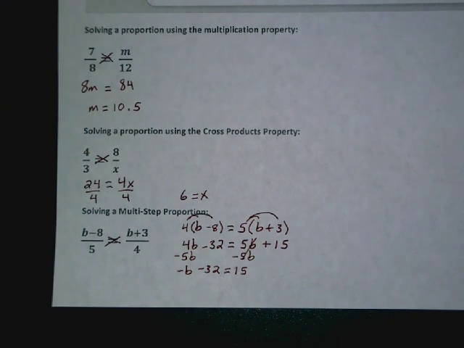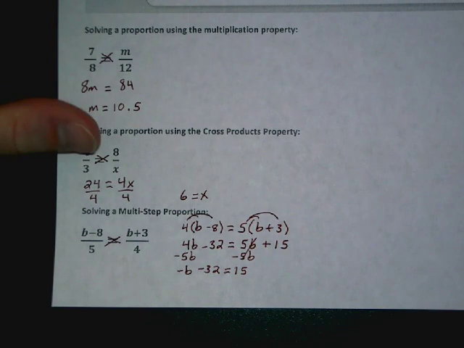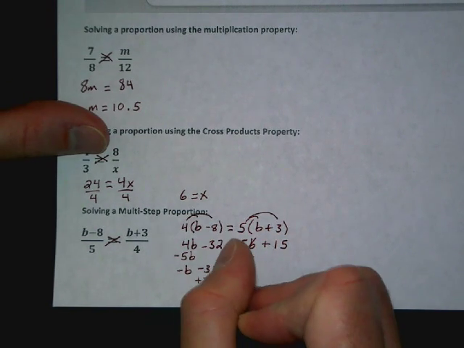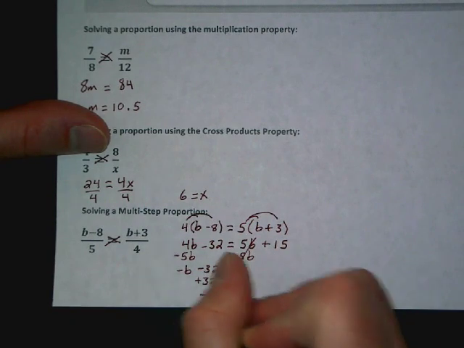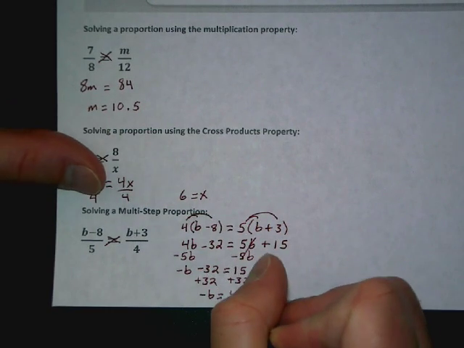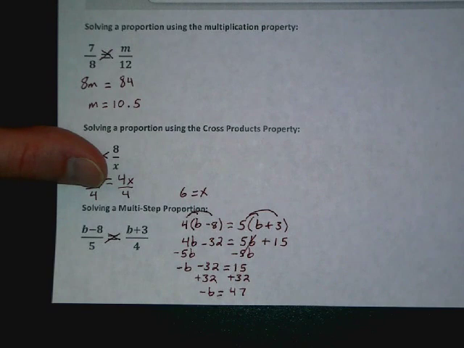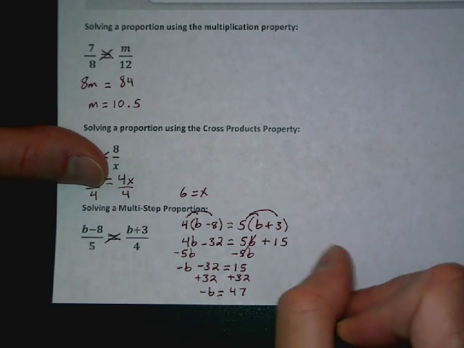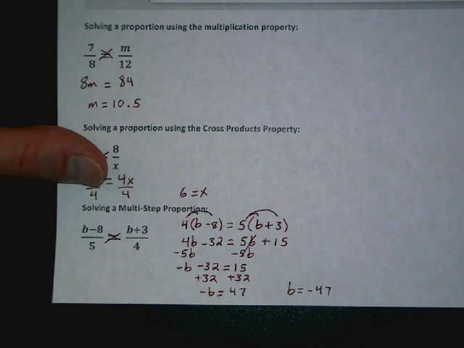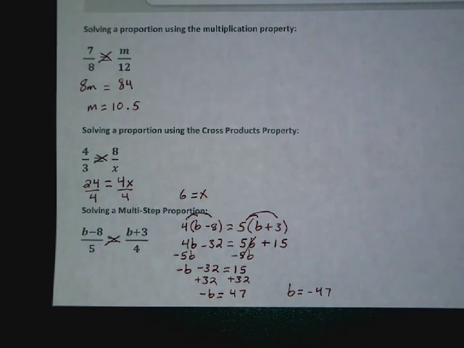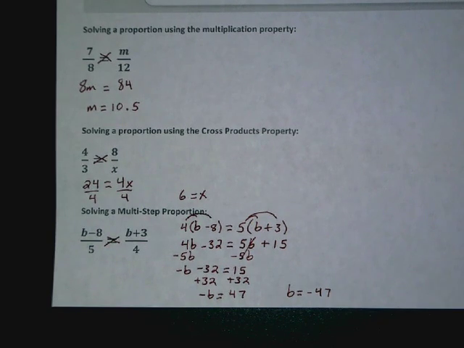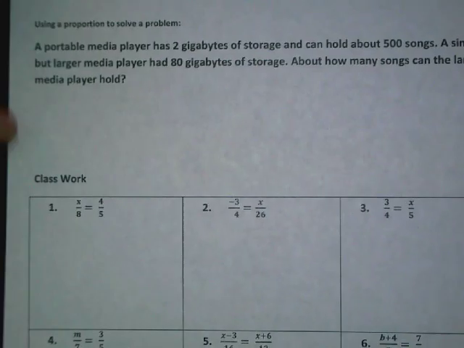From there, our next step would need to be what? Add 32, yep. Now we have negative b is equal to 47. And then last, we just need positive b. So if negative b is equal to 47, positive b is equal to negative 47. So those are a little longer, but it's still using that same cross multiplying step, cross products property. Get there? All right, flip it over.